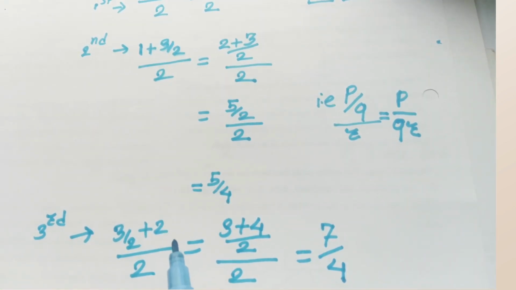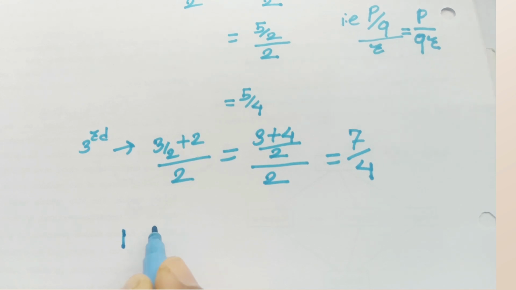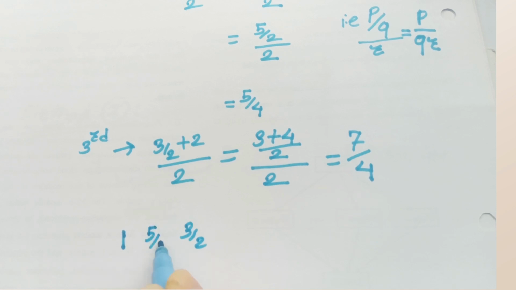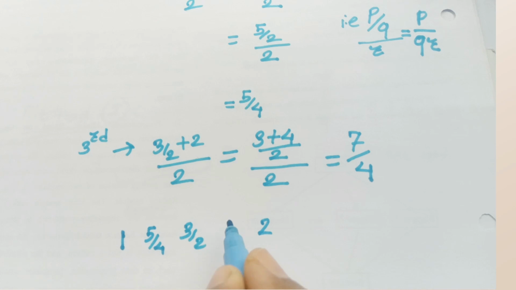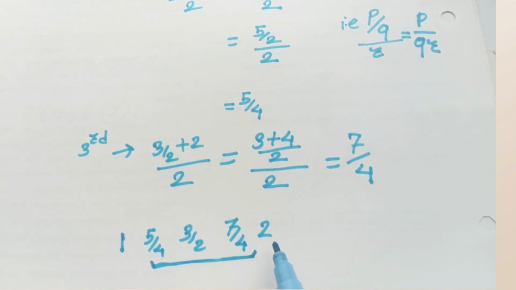Now our work is not finished, you have to find 5 rational numbers. So now the current situation: the numbers are 1, then 3 by 2, and in between 1 and 3 by 2 we get the number 5 by 4, and then in between 3 by 2 and 2 we get the rational number 7 by 4. It means we have found 3 rational numbers which lie between 1 and 2.